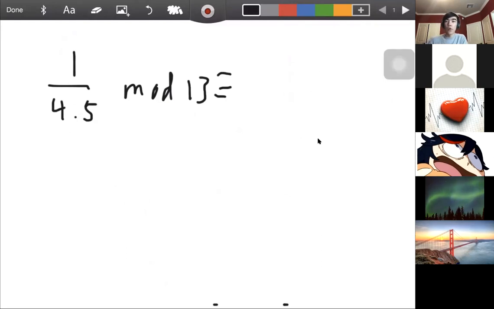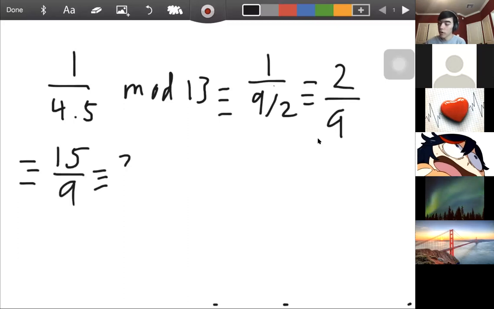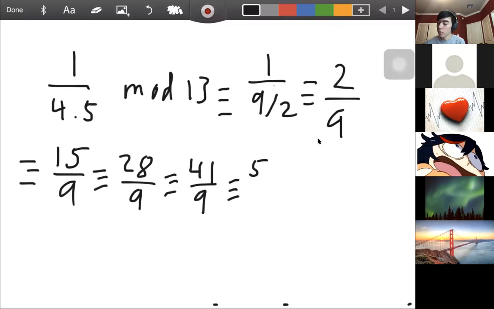So the path I said before, where you just add 13 to the top until it's a multiple of 4.5, will work, but it's not the method I would use. Instead, you do the intuitive thing of realizing that 4.5 is actually 9 over 2. So this is congruent to 2 over 9. And once you have 2 over 9, then you can start adding 13 to the top. You get 15 over 9, which is congruent to 28 over 9, which is congruent to 41 over 9, which is 54 over 9, which is 6. I might have made a mistake there, but I think this is what you get.